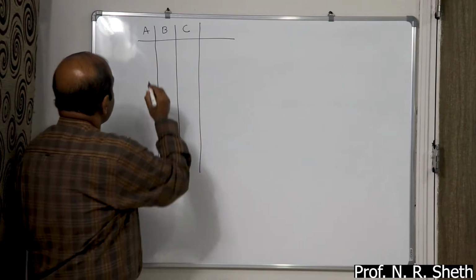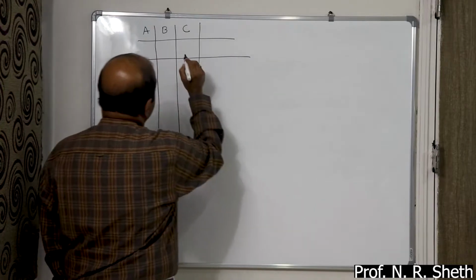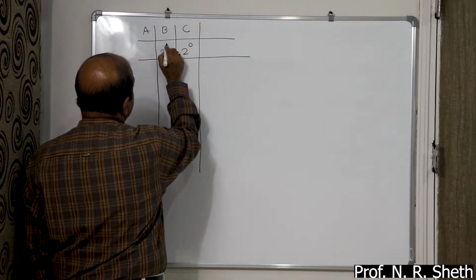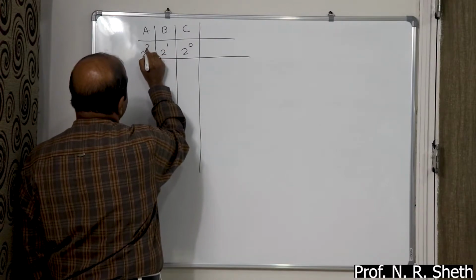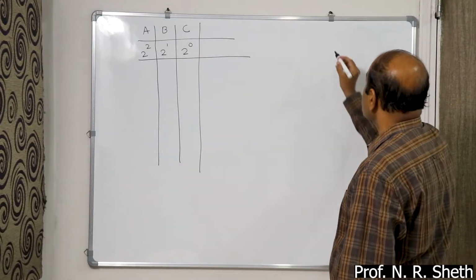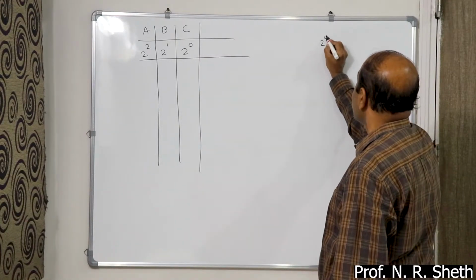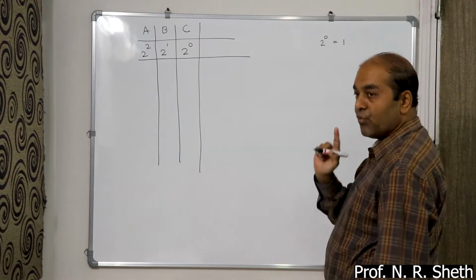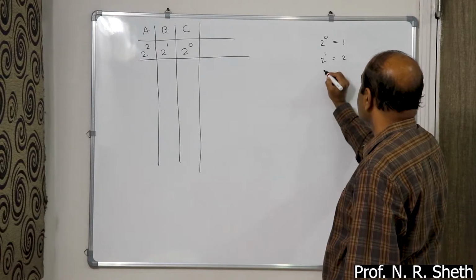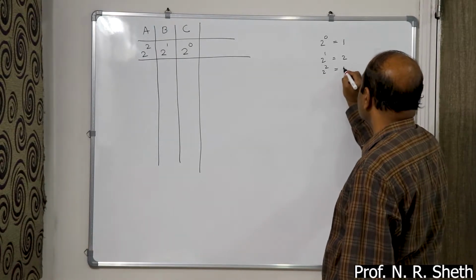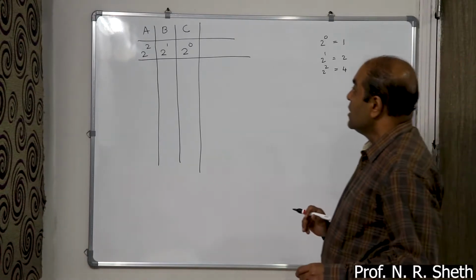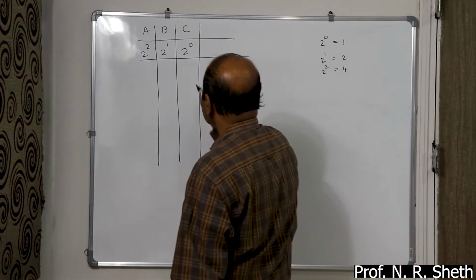Now this bit position is 2 raised to 0, this is 2 raised to 1, and this is 2 raised to 2. Anything raised to 0 is always 1, 2 raised to 1 is 2, and 2 raised to 2 is 4. Keep this in your mind. Now we have 8 different cases.